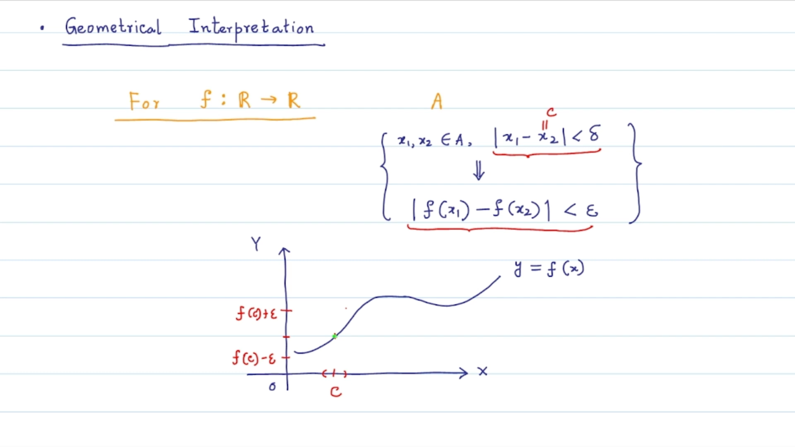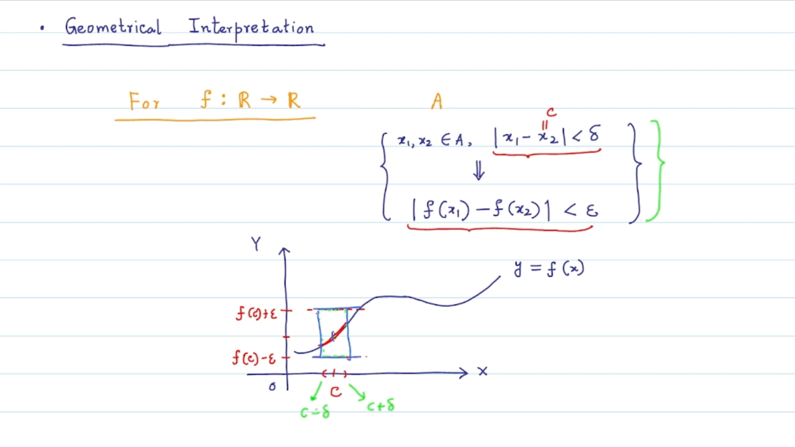Now at this point (c, f(c)), if we draw a rectangle with base slightly smaller than 2 delta and height slightly smaller than 2 epsilon, where the center of this rectangle is the concerned point (c, f(c)), then we'll find that this entire condition implies the graph of y equals f(x) between c minus delta and c plus delta will lie completely within these two heights of the rectangle. That is, the graph of the function between c minus delta and c plus delta does not pass through the top or the bottom side of this rectangle.